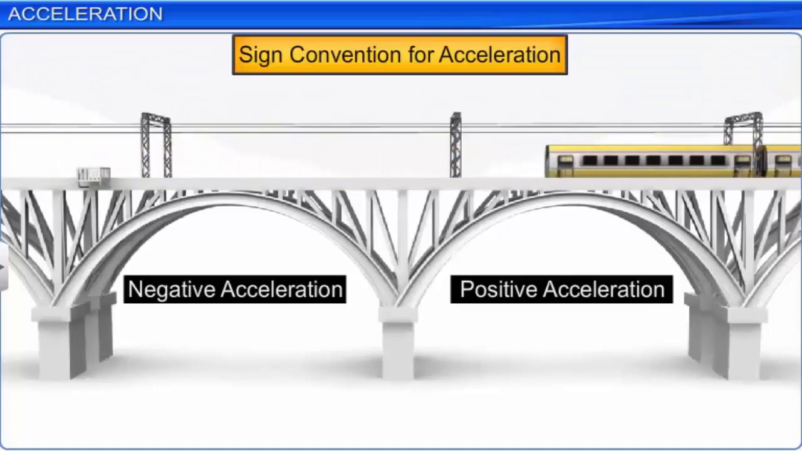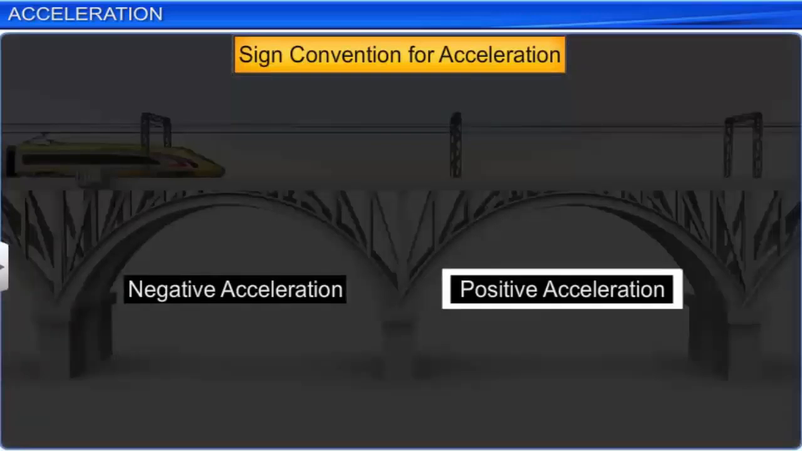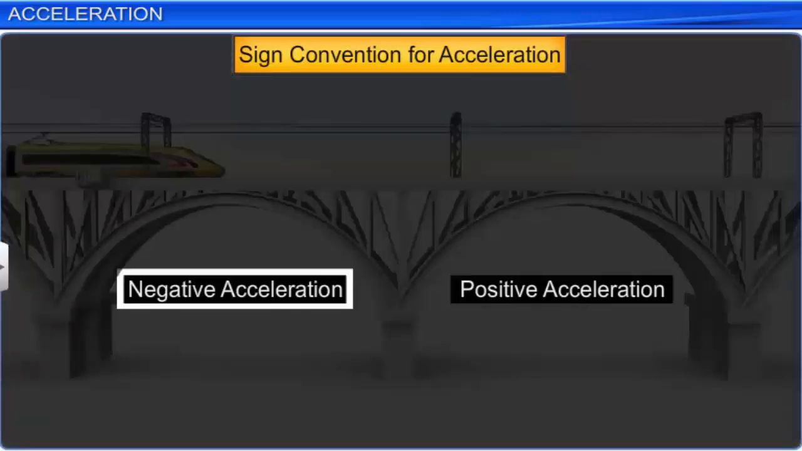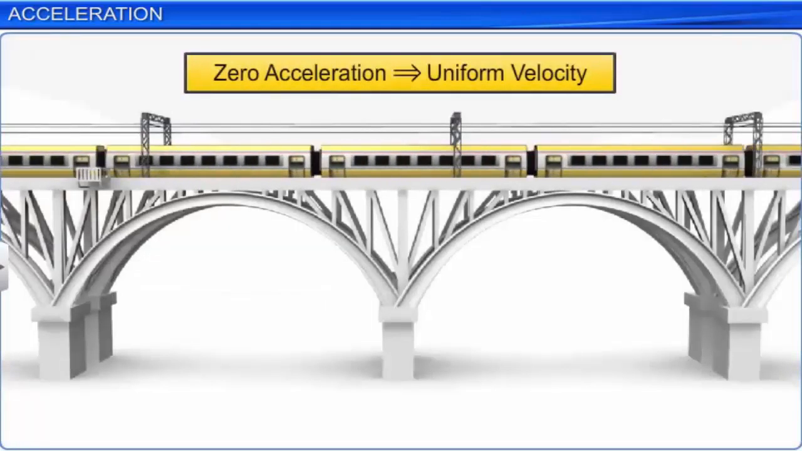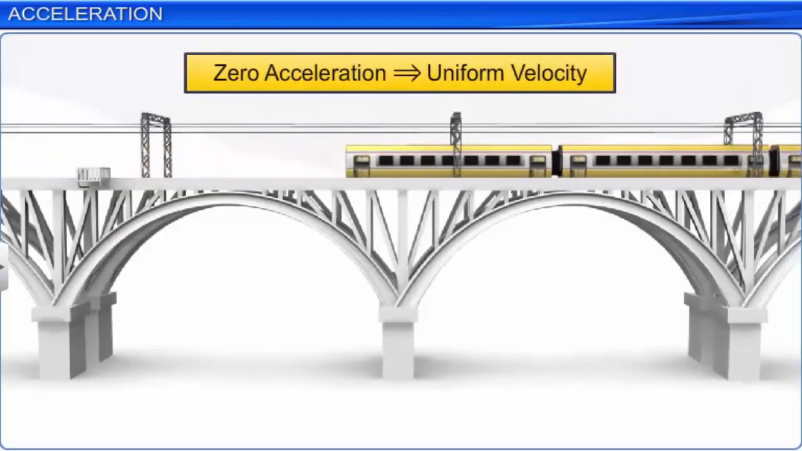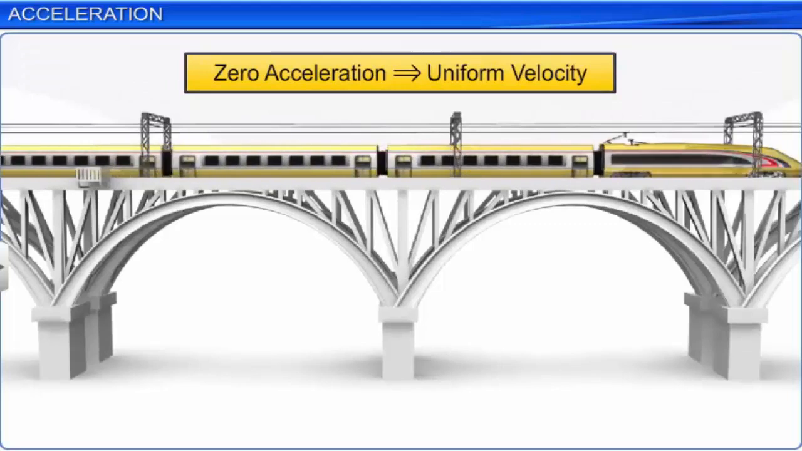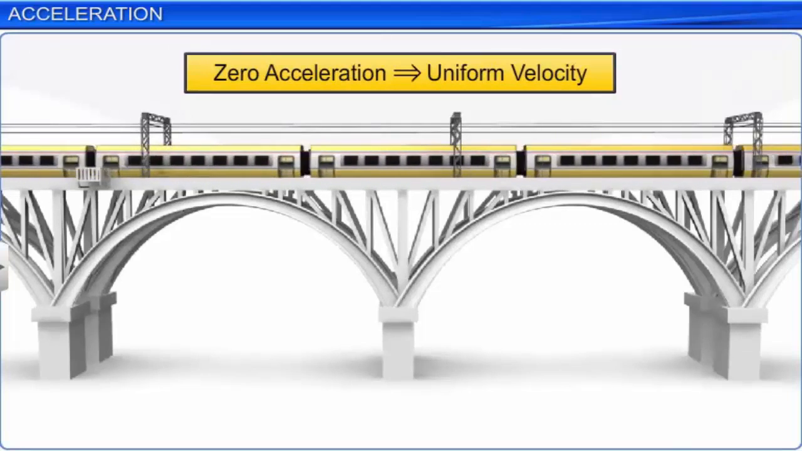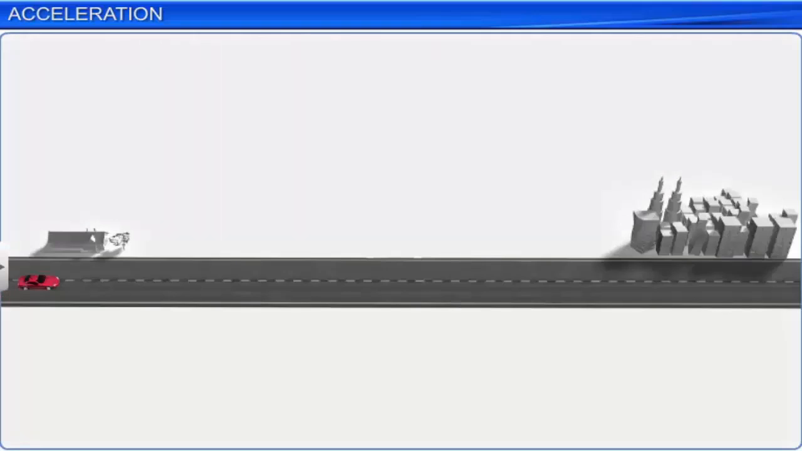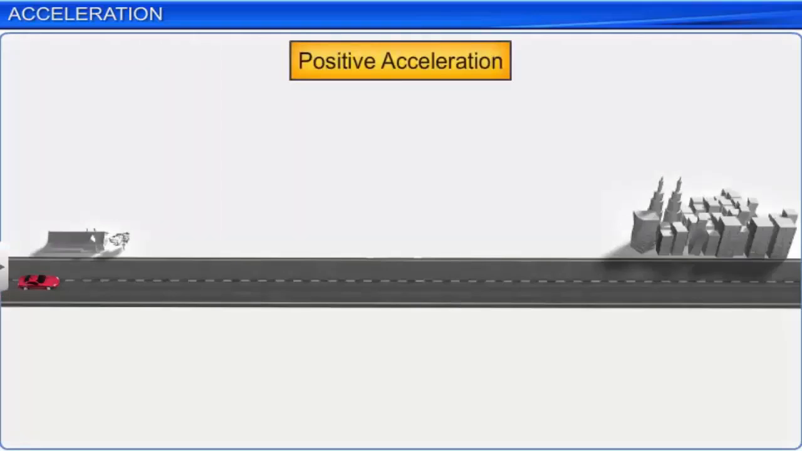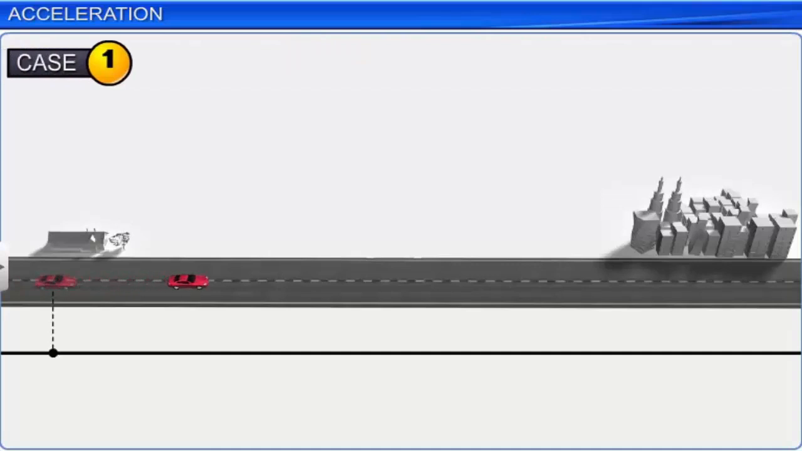Zero acceleration stands for uniform velocity. That is, the velocity does not change with time. Let us consider cases where acceleration is positive. Case 1. Let us consider a body, say, a car moving along a straight line. That is, from point A to B, with increasing magnitude of velocity. The body is said to be moving in the positive direction.